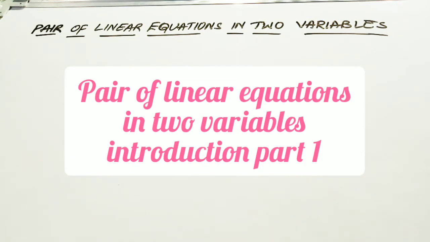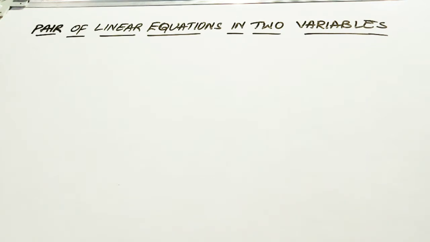Today we are going to discuss chapter 4, pair of linear equations in two variables, in the Telangana State Board. This topic is also present in the CBSE syllabus. It is chapter 3 in the CBSE class 10 syllabus and chapter 4 for the Telangana State Board syllabus. The topic is the same, the chapter is the same.